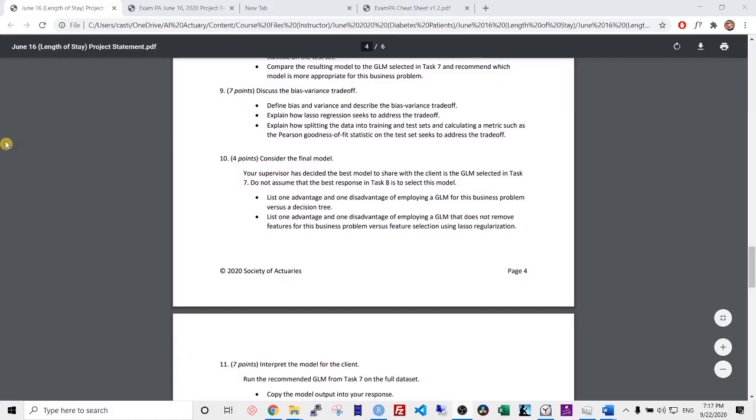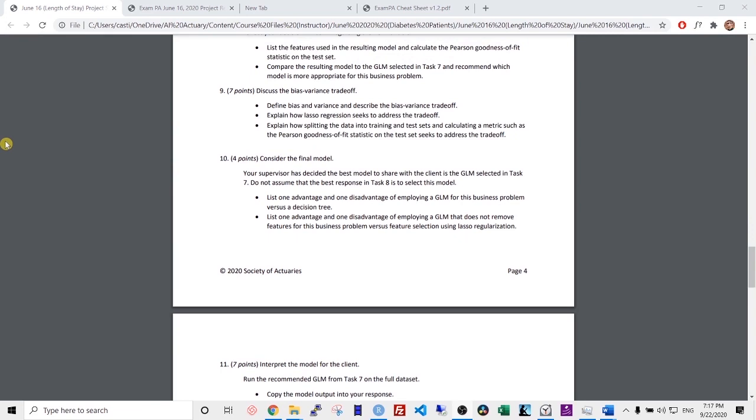Task 9, 7 points. Discuss the bias-variance trade-off. Define bias and variance and describe the bias-variance trade-off. Explain how lasso regression seeks to address the trade-off. Explain how splitting the data into training and test sets and calculating metrics such as the Pearson goodness of fit statistic on the test set seeks to address the trade-off.